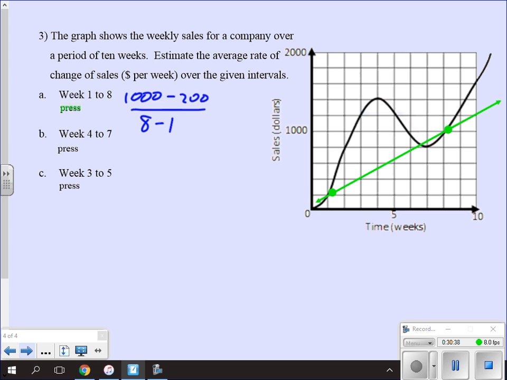Which is $114.29, because we're talking money here, average sales. So the average sales per week is $114.29. So on average, they've gone up $114 on their sales every week. Have they gone up $114 every week? No, some weeks were good, some weeks were bad. But on average, they made money.